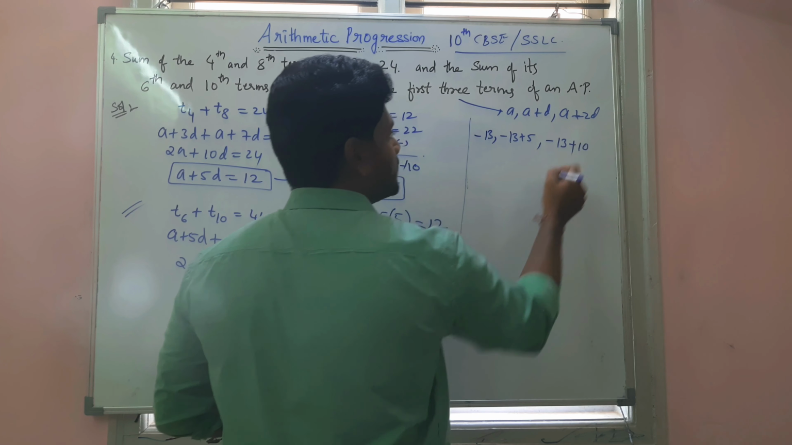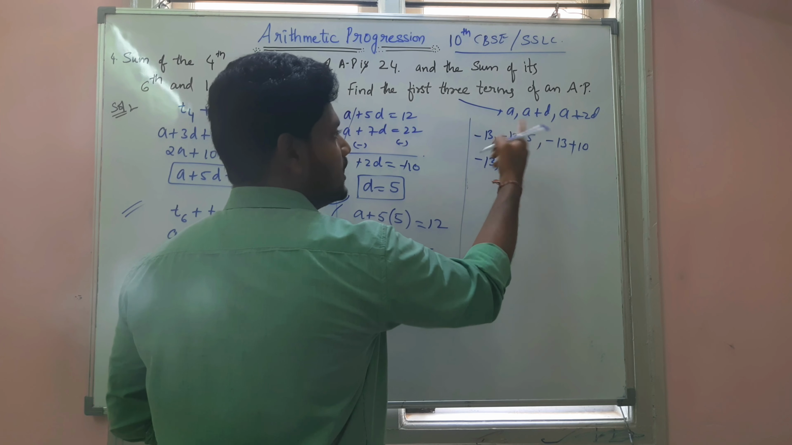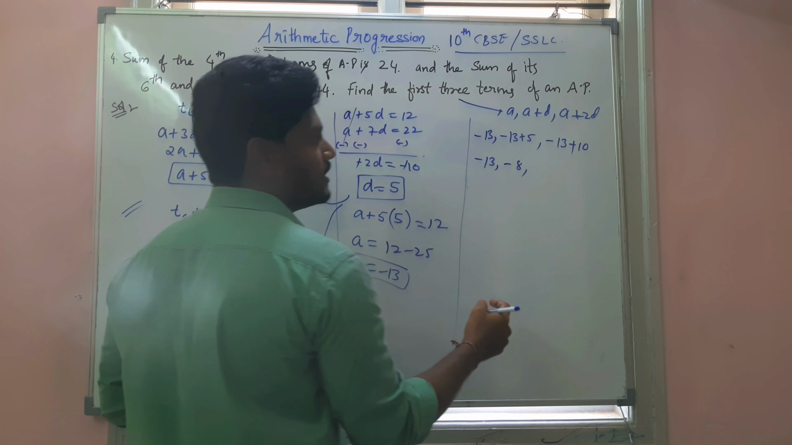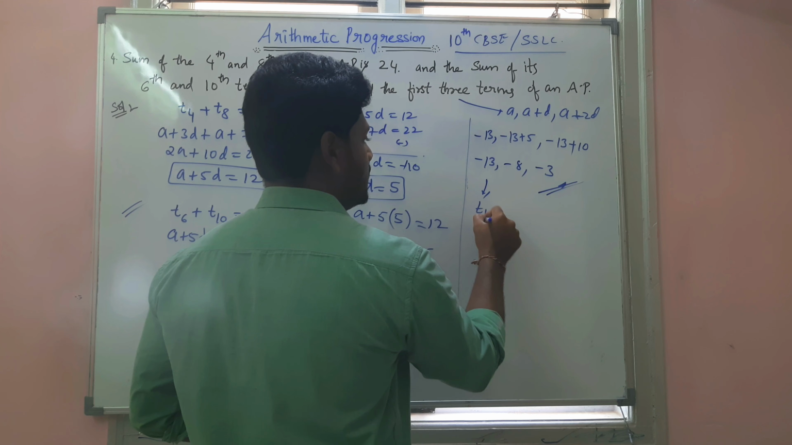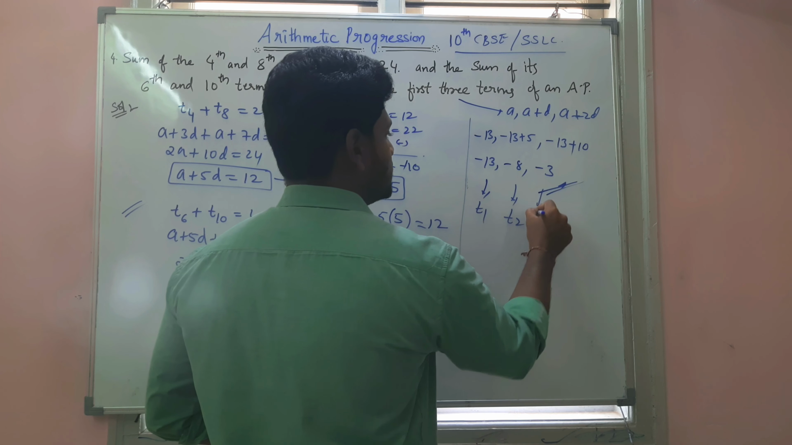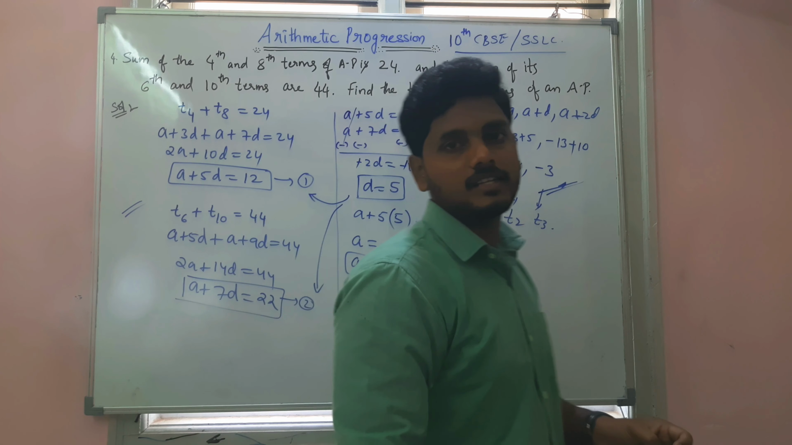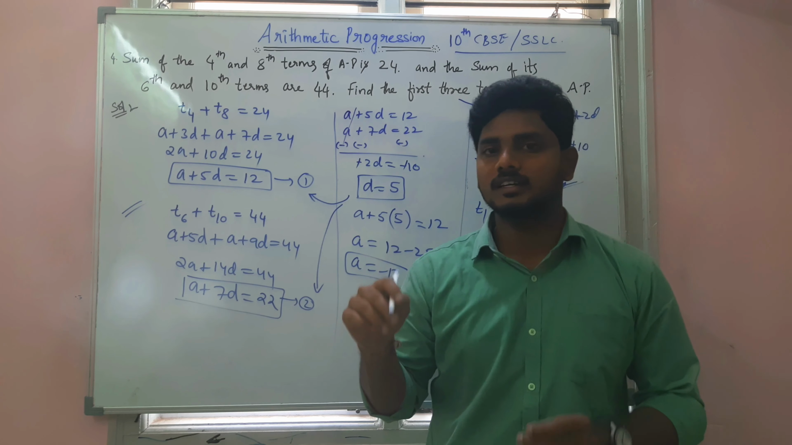So what are these numbers? Minus 13, then minus 13 plus 5, which is minus 8. Next minus 13 plus 10, which is minus 3. So the common difference is 5. These are the first three terms, this is t1, t2 and this is t3. Hope you understand how to find the terms if they are given particular conditions like this.